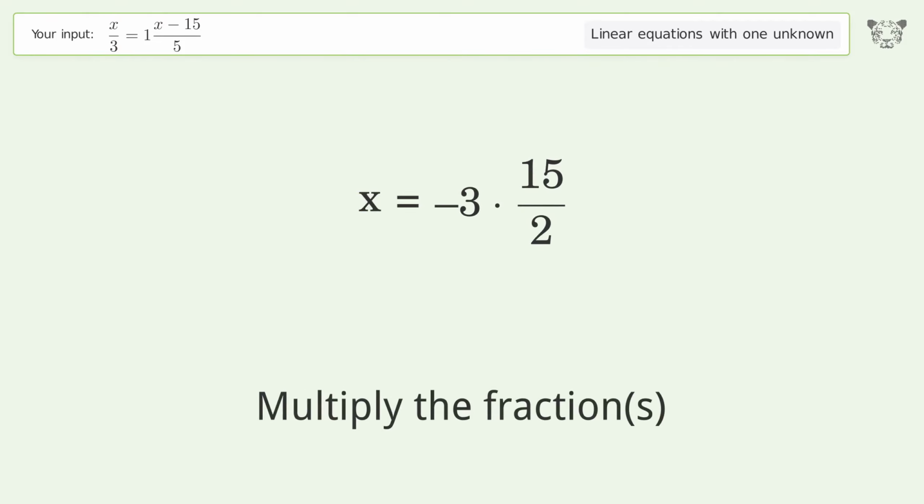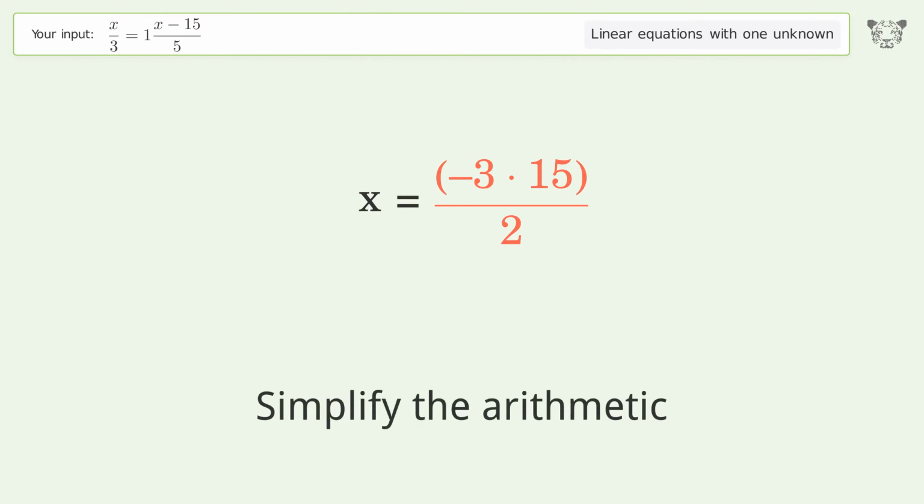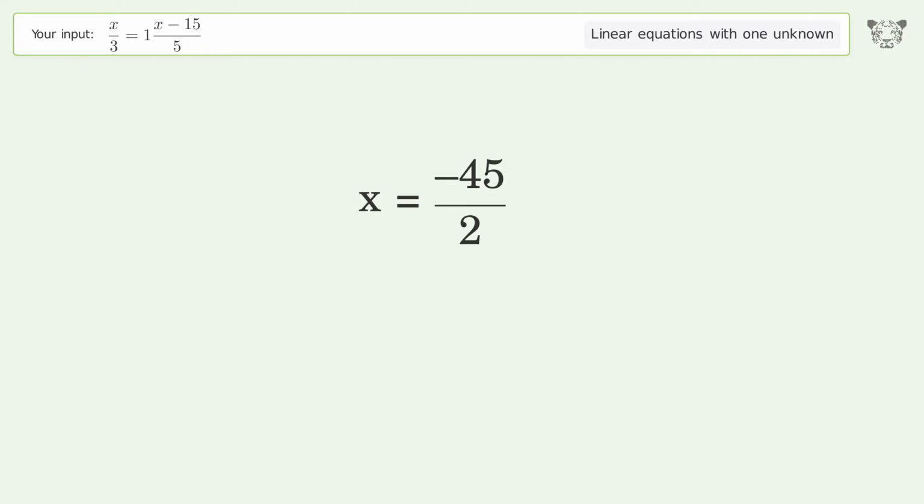Multiply the fractions. Simplify the arithmetic. And so the final result is x equals -45/2.